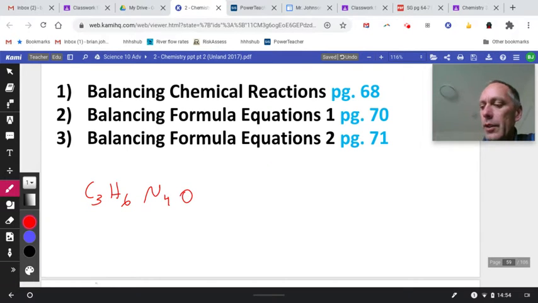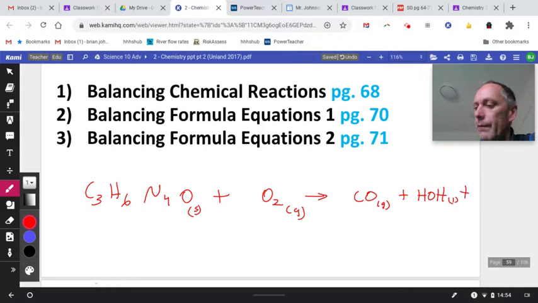C3H6N4O plus oxygen. I'm just going to skip states on these. No, actually I won't. So that's a gas. That's a solid. And we produce carbon monoxide gas, water, and nitrogen dioxide. Okay, where would you start on this?